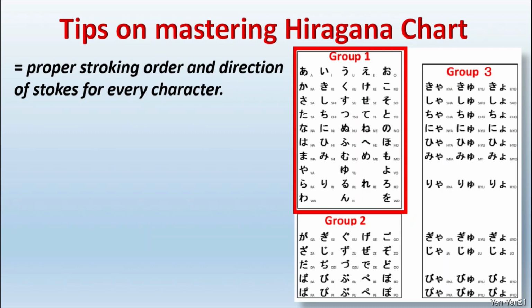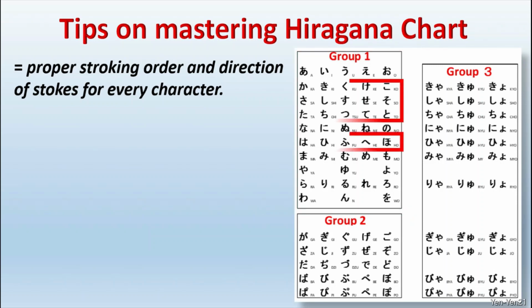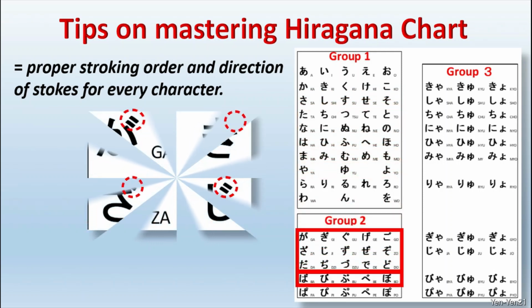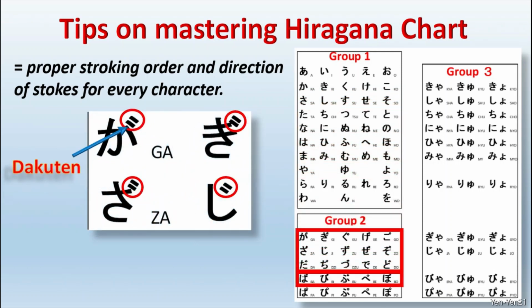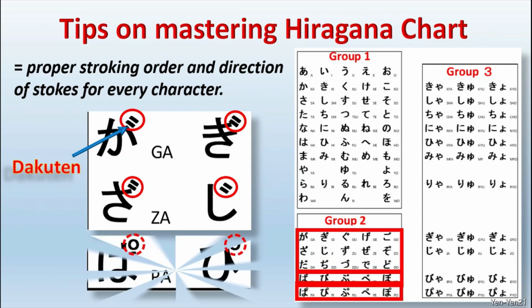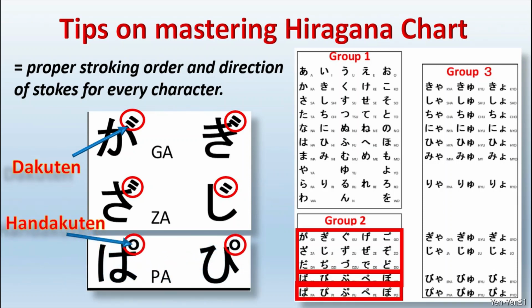Second, for the second group of the chart, you just have to take the ka, sa, ta, ha rows of the group 1 chart and add dakuten. Dakuten is 2 tiny lines similar to a double quotation mark. Take the ha row one more time and add handakuten. Handakuten is like a tiny circle. And there you go, you have group 2 of the chart.